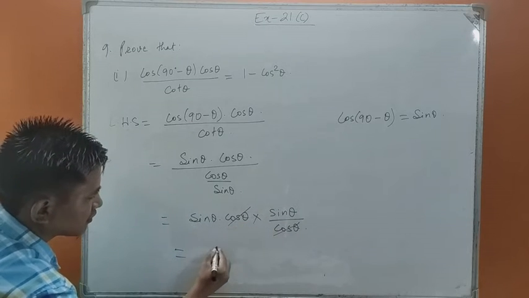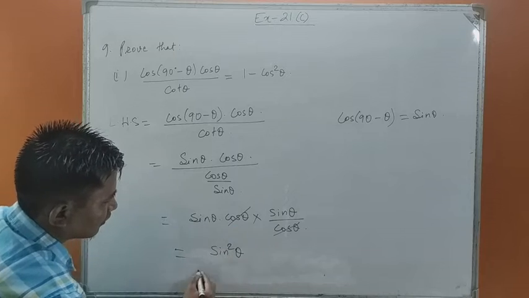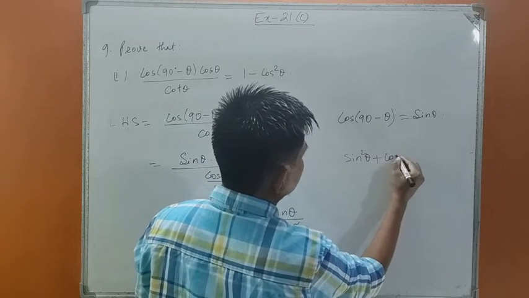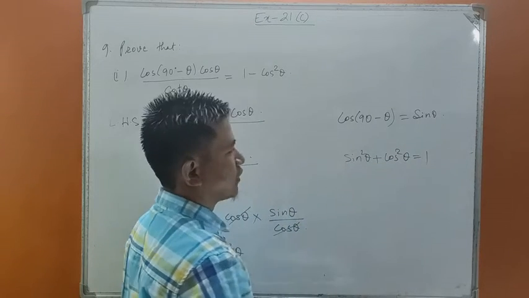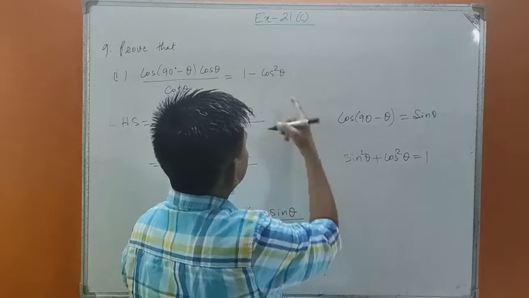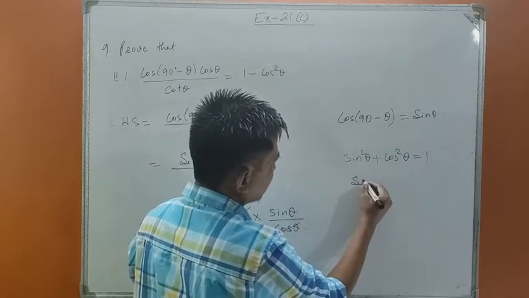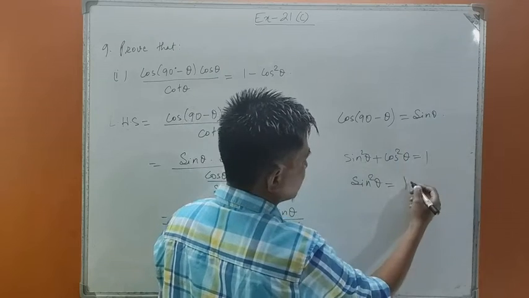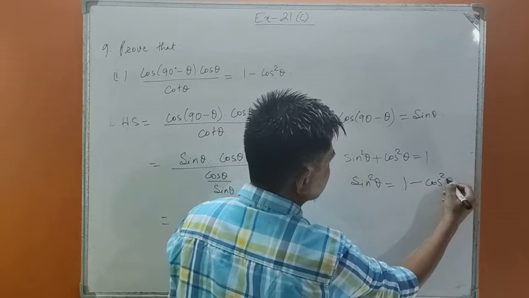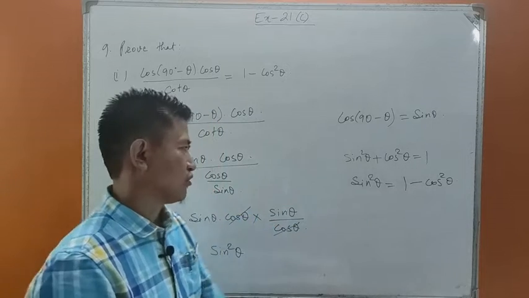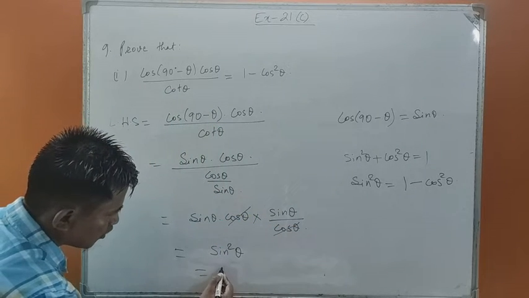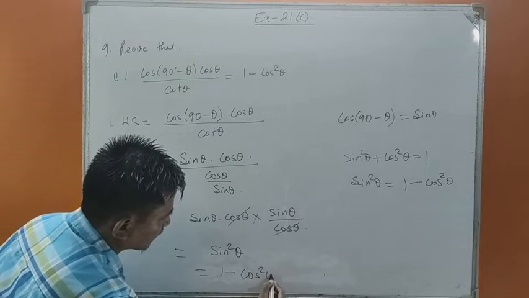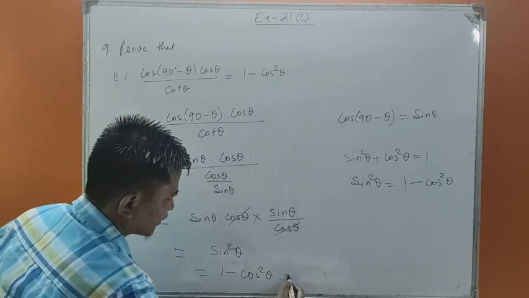Sin theta into sin theta is sin square theta, and you know that sin square theta plus cos square theta means 1. This is the formula we have, isn't it? So we need cos square theta. So this means sin square theta plus cos square theta equals 1. Let us take this plus cos square theta to the right hand side. It becomes minus cos square theta, isn't it? So sin square theta can be written as 1 minus cos square theta. So this is what we have in the right hand side, isn't it? Hence proved, RHS.